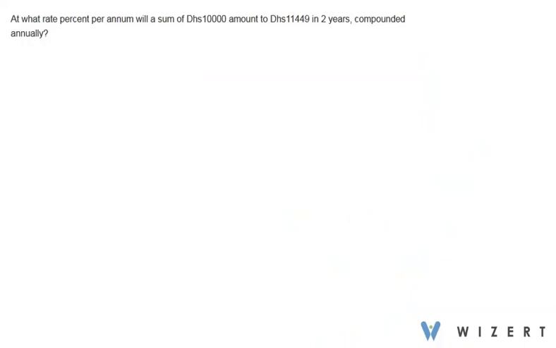We have this question here. At what rate percent per annum will the sum of 10,000 dirhams amount to 11,449 dirhams in 2 years, compounded annually?